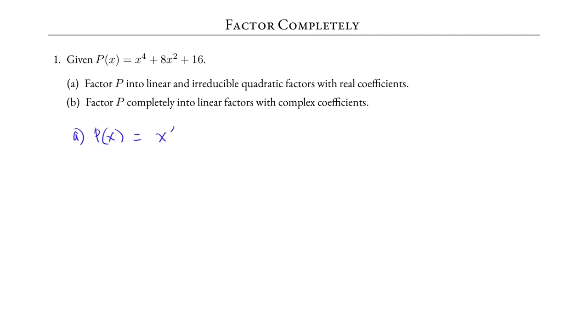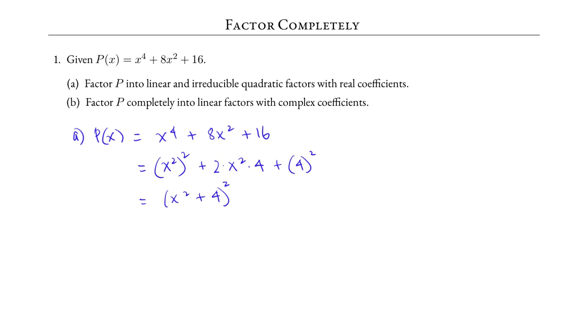p of x equals x to the fourth plus 8x squared plus 16, and we recognize that this is a special trinomial. We can rewrite x to the fourth as x squared squared, 8 as 2 times x squared times 4, and then 16 is 4 squared. This special trinomial gives us x squared plus 4, the quantity squared. This is the factored form with real coefficients only.